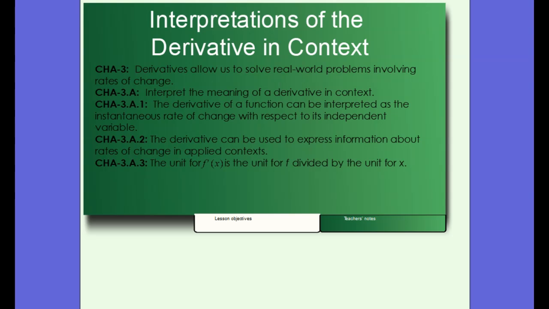Welcome to Unit 4, Lesson 1, Interpretations of the Derivative in Context. This lesson focuses on Topic 4.1 of the 2019 course and exam description for AP Calculus AB, Interpret the Meaning of a Derivative in Context.